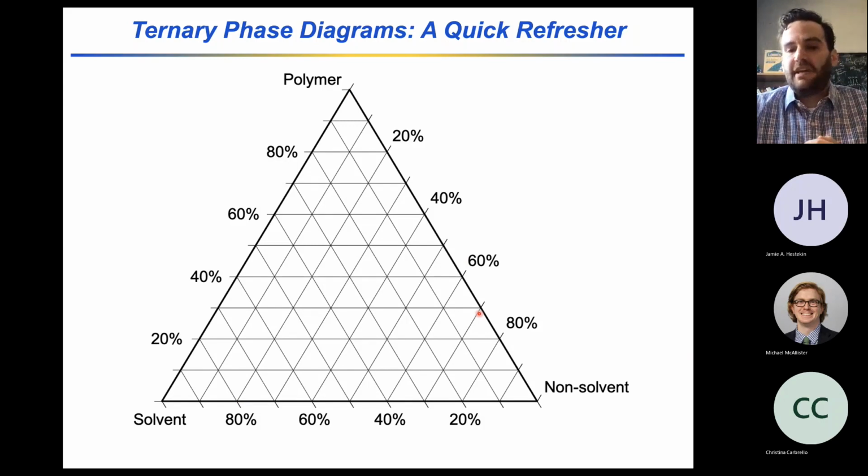And then in terms of reading these ternary phase diagrams, it's helpful to remember that the composition associated with a particular material is defined by the lines inside of the ternary phase diagram that are parallel to that point, right? The polymer composition is defined by these horizontal lines that run from left to right, whereas, for example, the non-solvent composition is defined by these lines that run diagonally from the bottom left to the top right. And so then you can define uniquely the composition of the phases that are formed by putting a point somewhere within the ternary phase diagram.